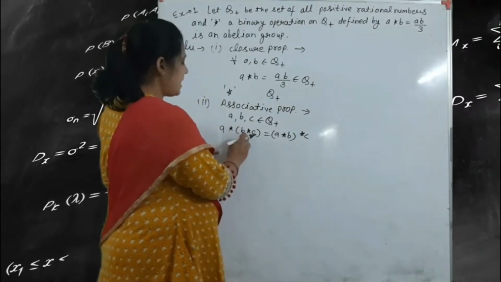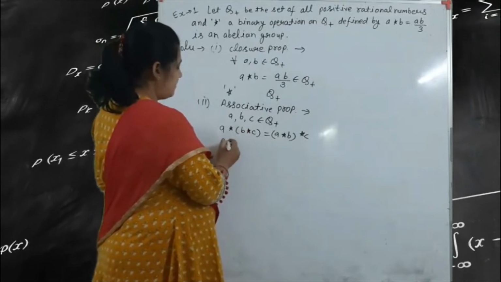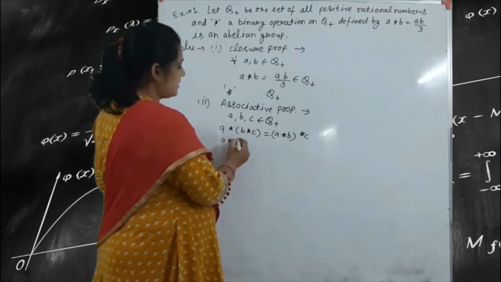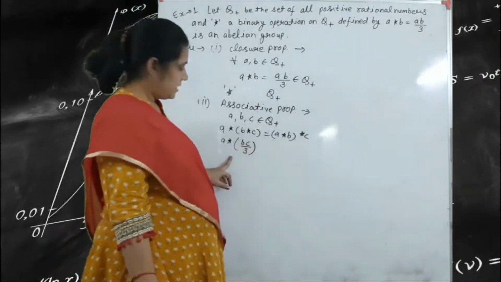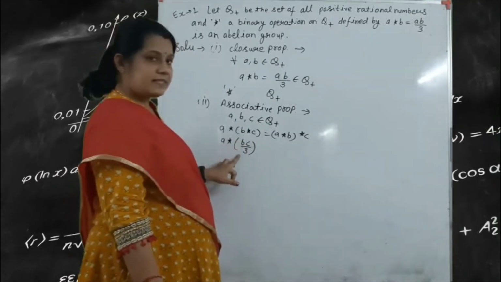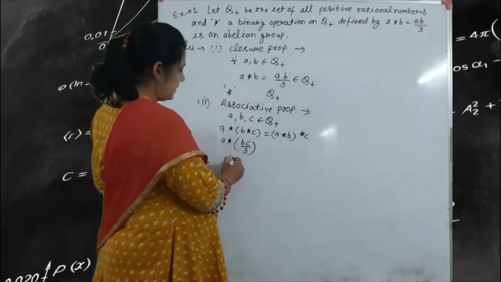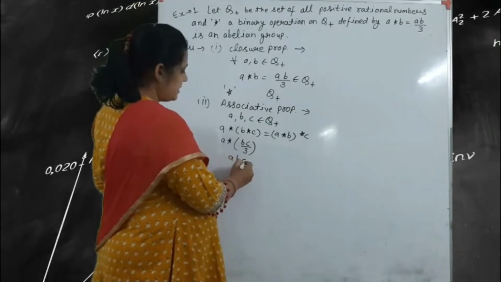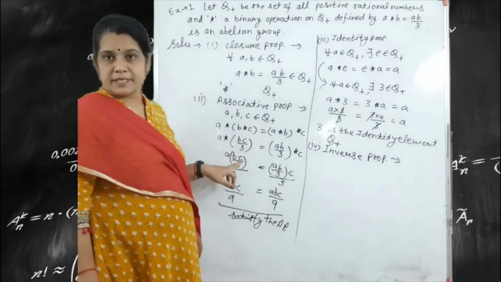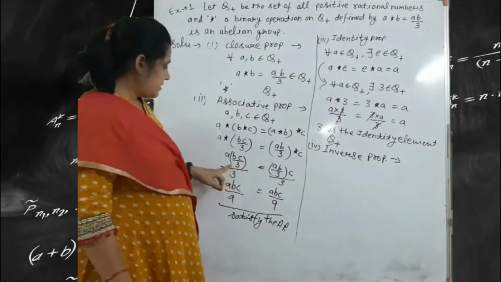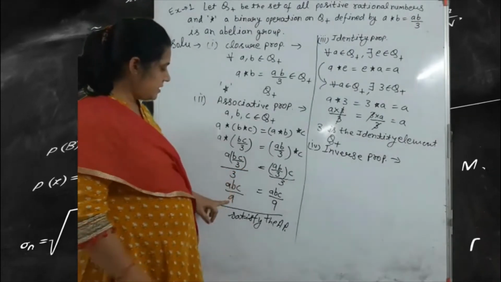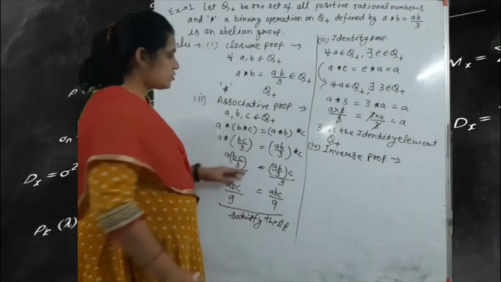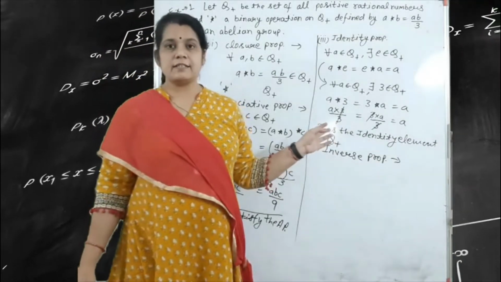So first we write here A star B star C, that means B star C is BC by 3. Got it? And A star BC by 3 is equal to A, B, C divided by 3 and divided by 3, that means A, B, C divided by 9. So we write here the right hand side.